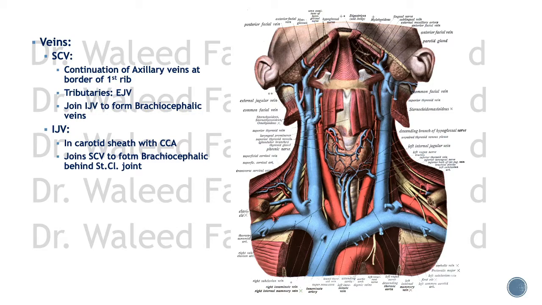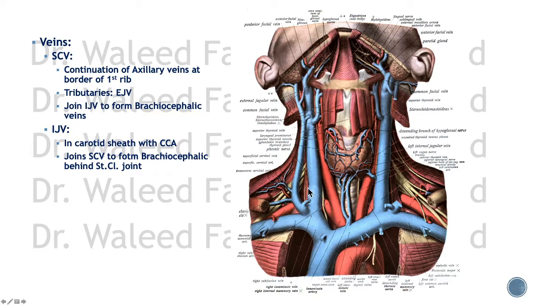The only tributary of the subclavian vein is the external jugular vein. So the corresponding veins that correspond to the arterial branches, the transverse cervical and suprascapular and so forth, do not drain into the subclavian vein. Instead, they drain into the external jugular vein. And we talked fully about the external jugular vein before in the posterior triangle.